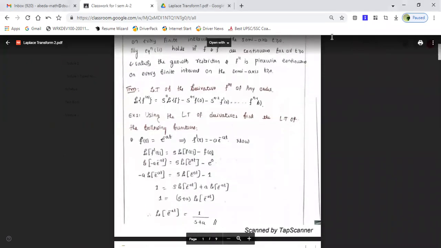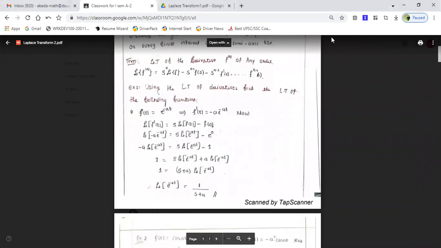Now let's start with the examples. How do we use the examples in order to solve this Laplace transform of derivative? Here you can see, guys, using the Laplace transform of derivative, find the Laplace transform of the following function. Here f of t is equal to e to the power minus at. Before you ask me, you can solve this example in a simple way, since we know that the Laplace transform of e to the power minus at is 1 upon s plus a. Then why do we use this method?